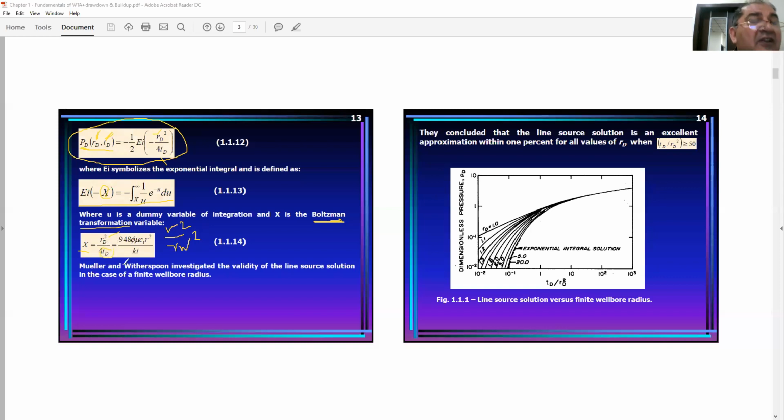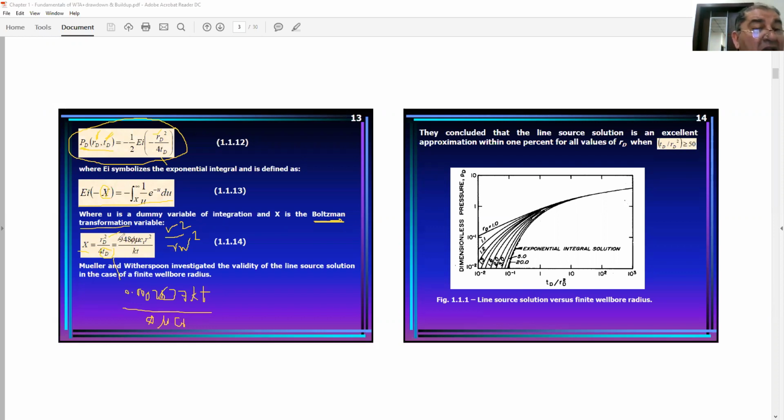And instead of t_D, what are we going to put? We are going to put 0.0002637 k t, this is permeability, times t, divided by what? Phi, porosity, mu, and c_t. See? So we're going to put it here.